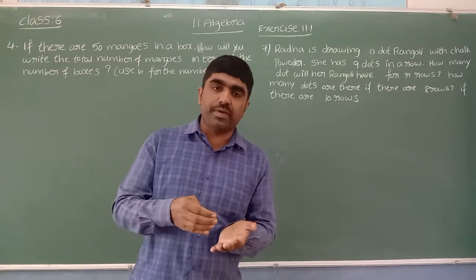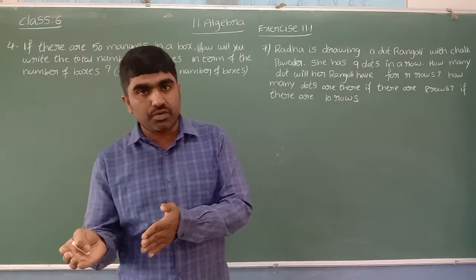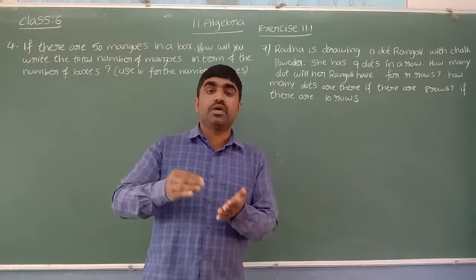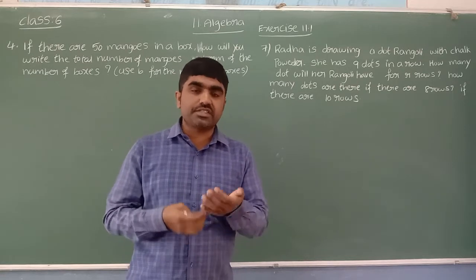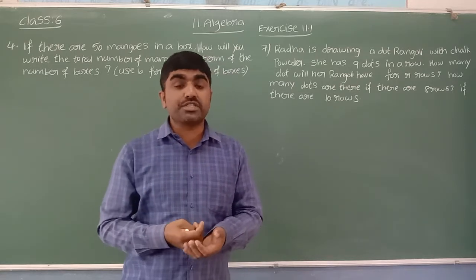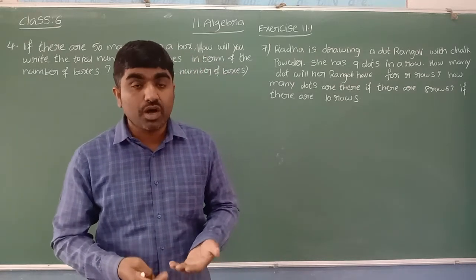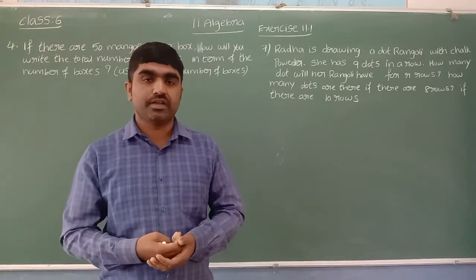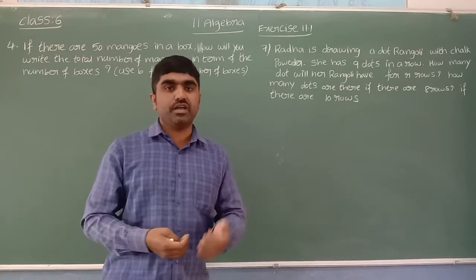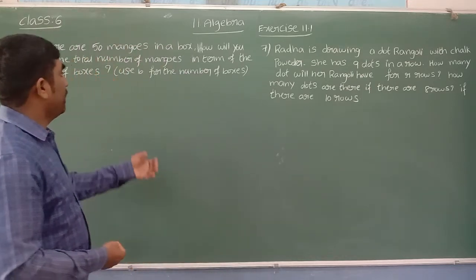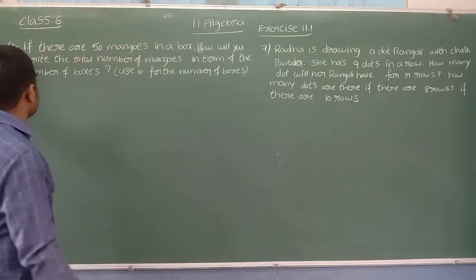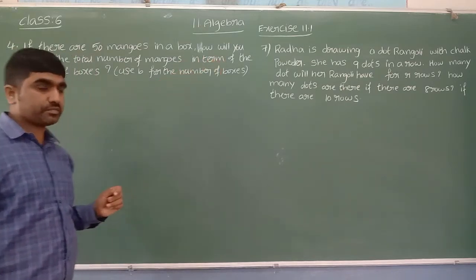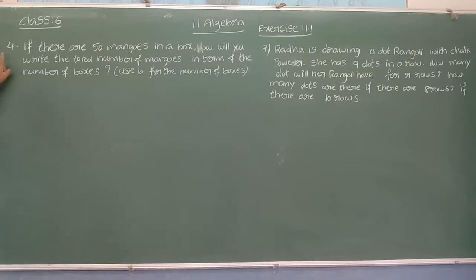By using alphabets, we can express the unknown values, and also we can write some rules and some formulae. Now let us see some more applications based on the use of alphabets, how we can use the alphabets while writing the rules and formulas. Let us see with the help of examples. Here we have one question, beta, the fourth one, which is from exercise 11.1. Let us see the fourth question.